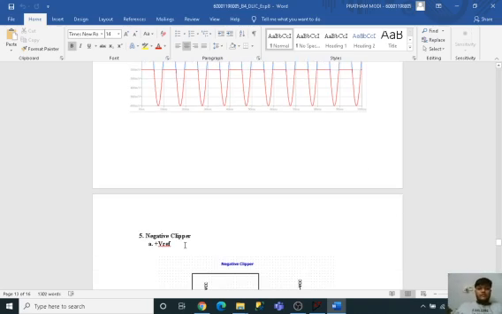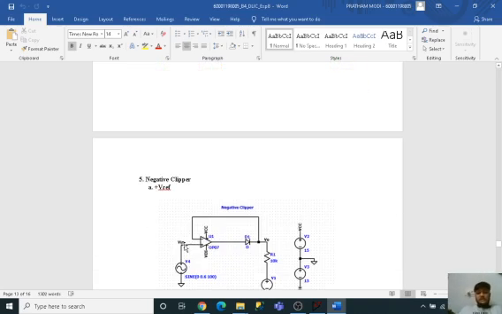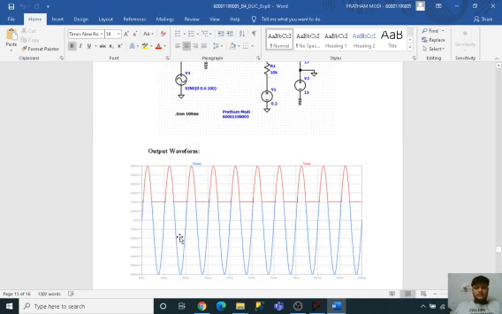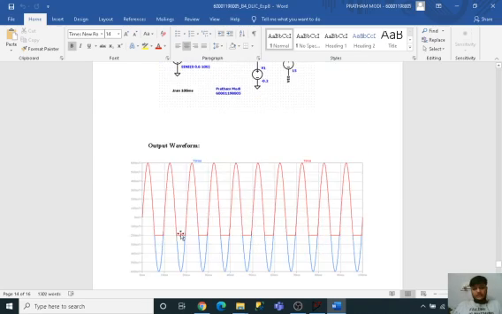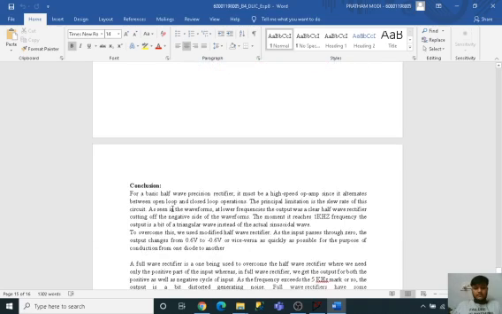And for a negative clipper, what we do is change the direction of the diode, and then we can see the negative part in the output. Over here I have clipped off the negative part. So this is how the clipper circuits work.